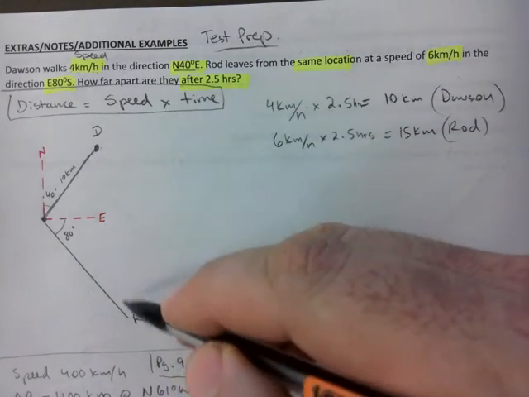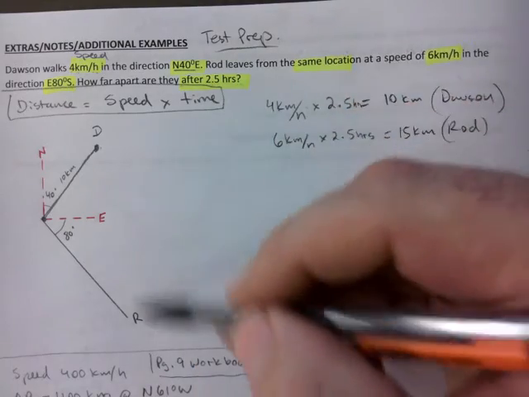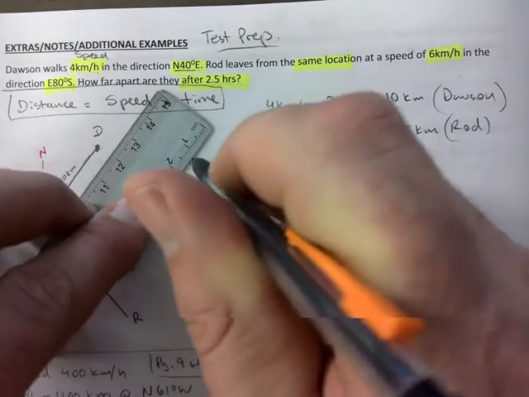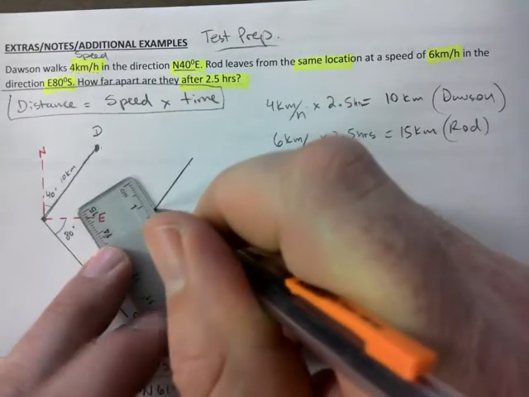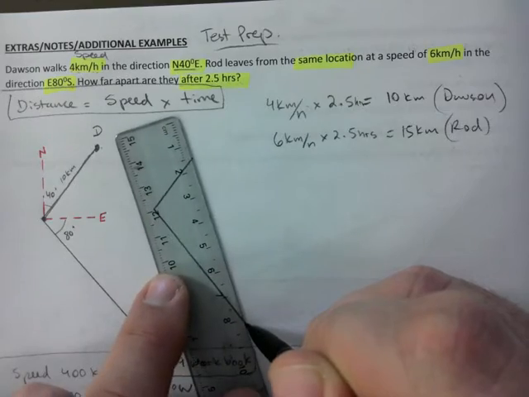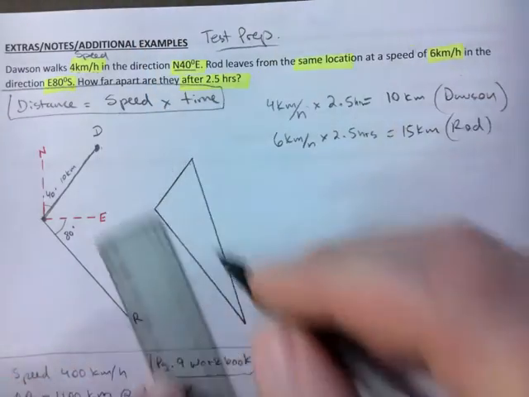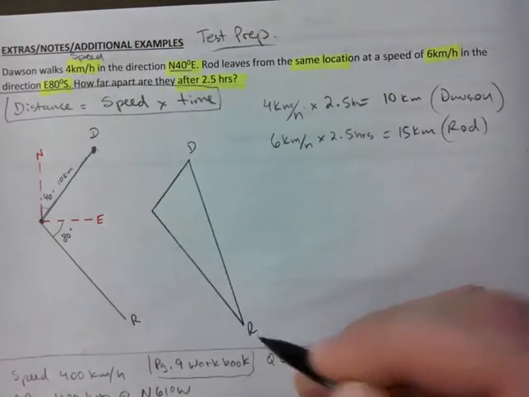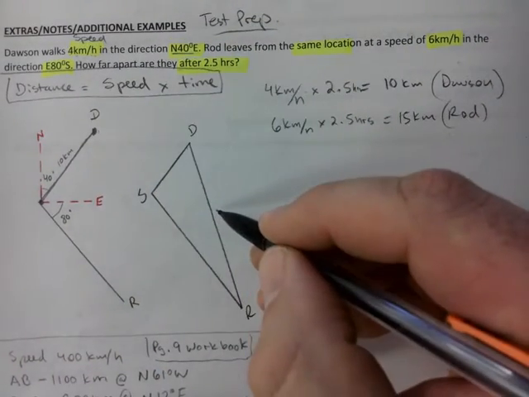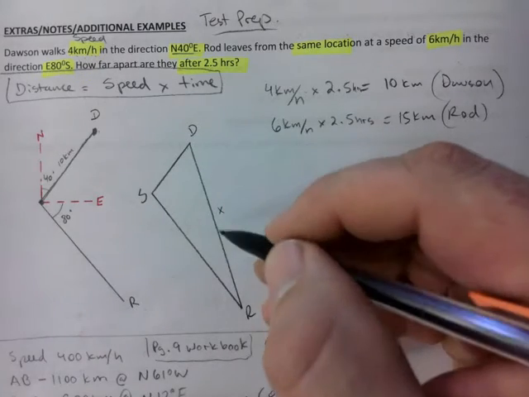Now we want to know how far apart they are. I'm going to leave that out. I'm just going to include that on my final triangle here. Dawson, Rod, I'm going to call this S for start. And this is X, that's the side that I really want, right?